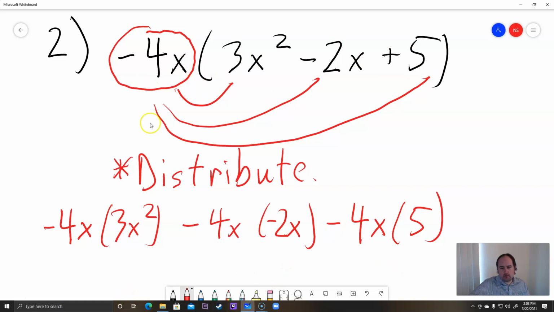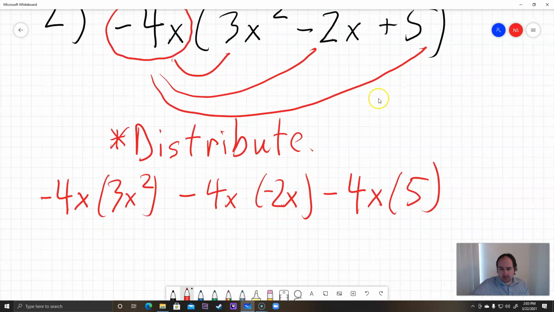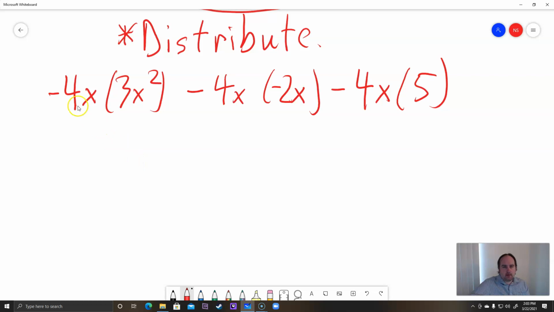Okay, so I distributed the negative 4x to each term. Notice there's a minus 4x at every single term. It's very important that you distribute the minus as well as the 4x to every term. Okay, and then for each of these terms, we need to multiply. So for the first term, negative 4 times 3 is negative 12.